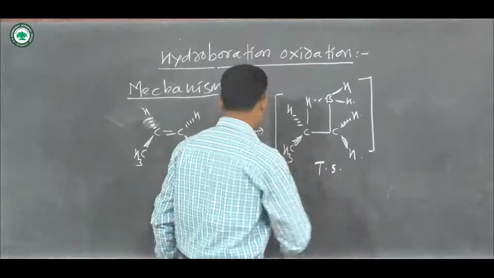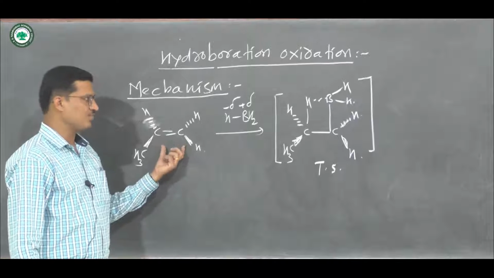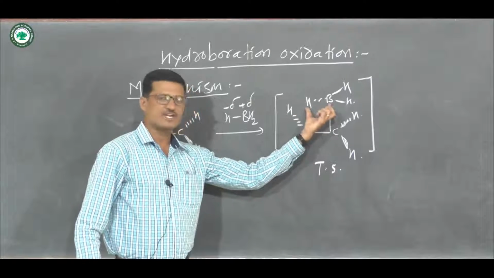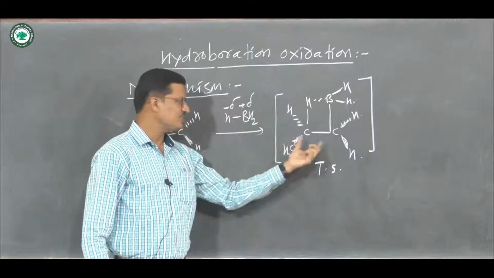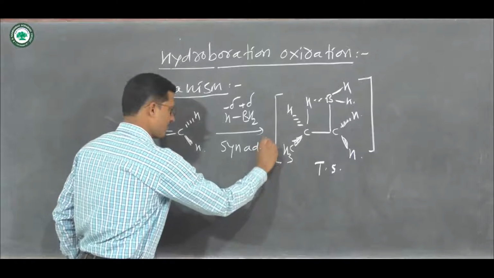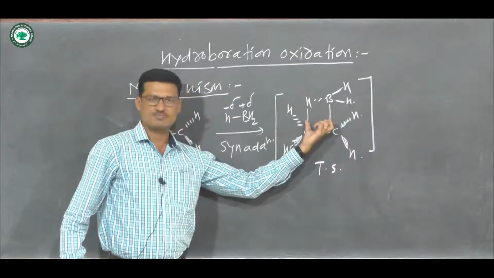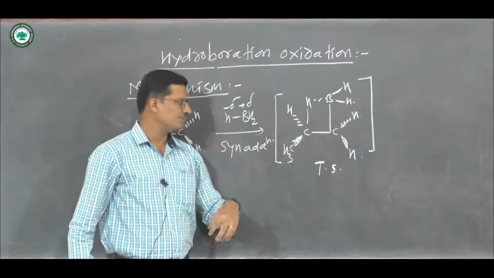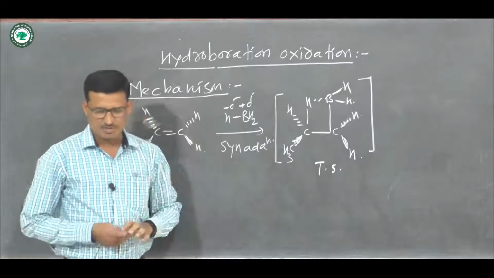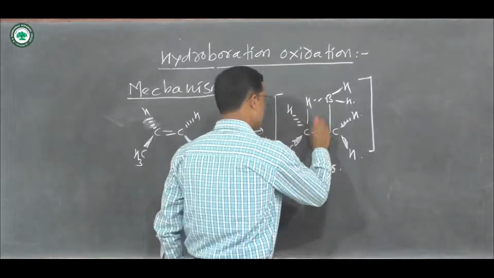And we remember this reaction is very stereospecific or stereoselective. Here the addition of hydrogen and boron takes place on the same side. So this addition is a syn type of addition. Means hydrogen and boron, or hydrogen and hydroxy group, are coming from the same side of the carbon-carbon double bond.